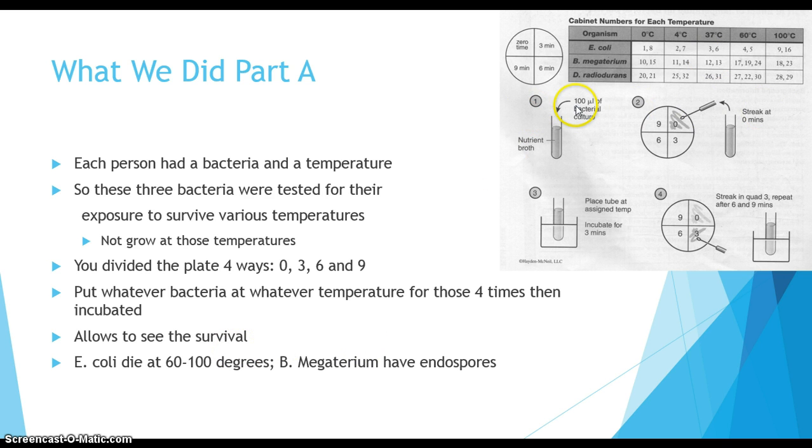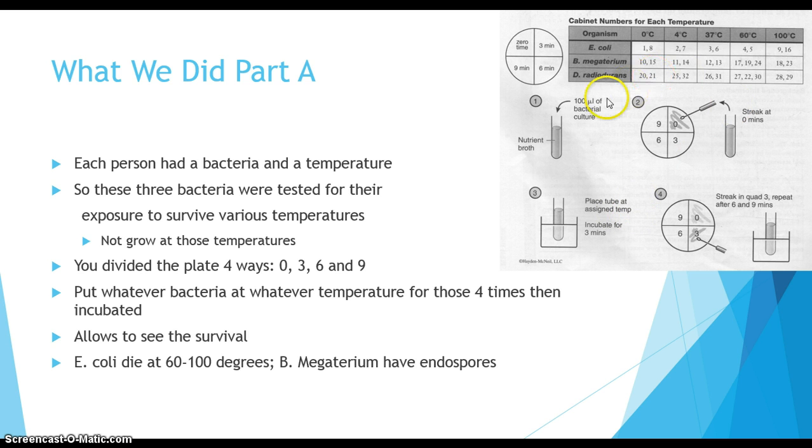So what we did was we took 10 microliters of 100 microliters of bacteria culture and put it in nutrient broth. And we took from that nutrient broth and streaked it onto a plate. We divided the plate in 4 ways, and we labeled 0, 3, 6, and 9. And we streaked the first one into the 0 quadrant. And then we took this bacteria culture and put it in our assigned temperature, right?